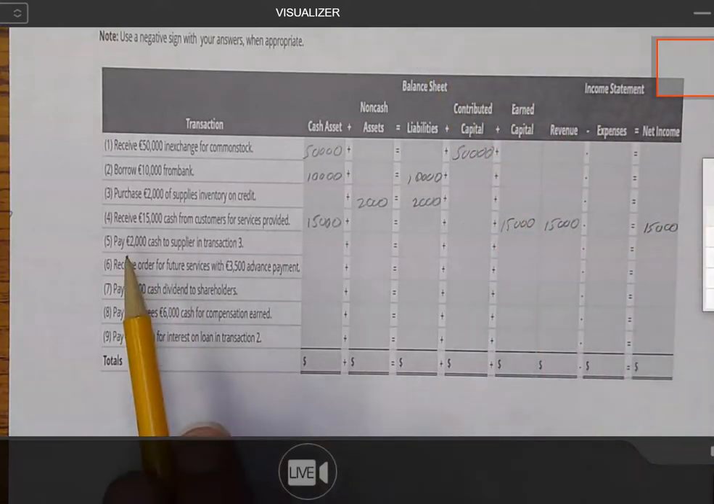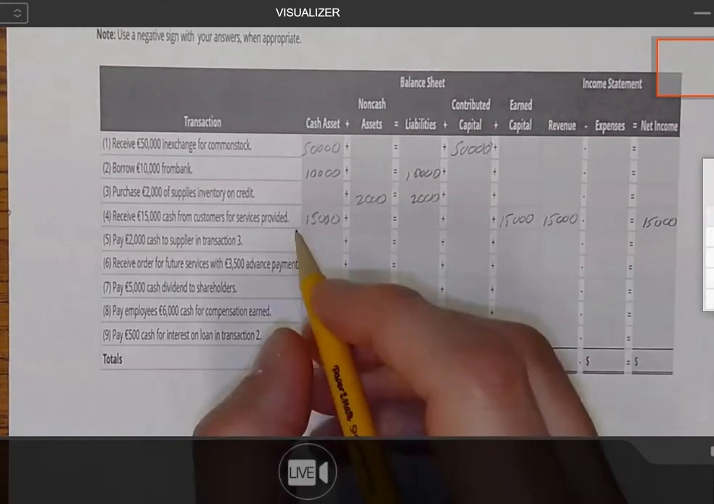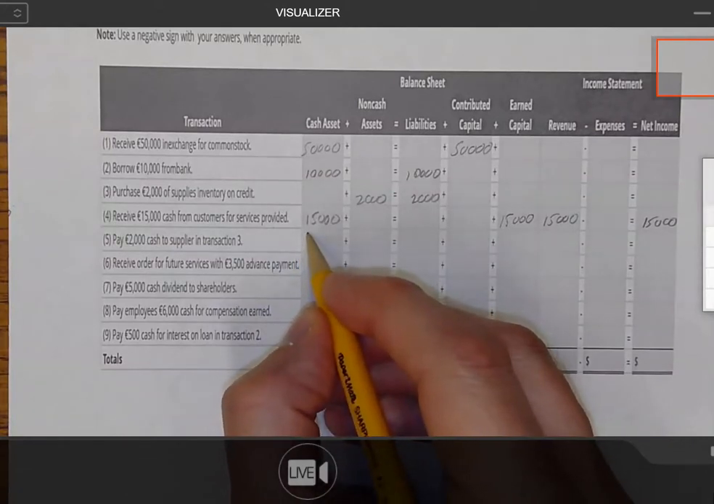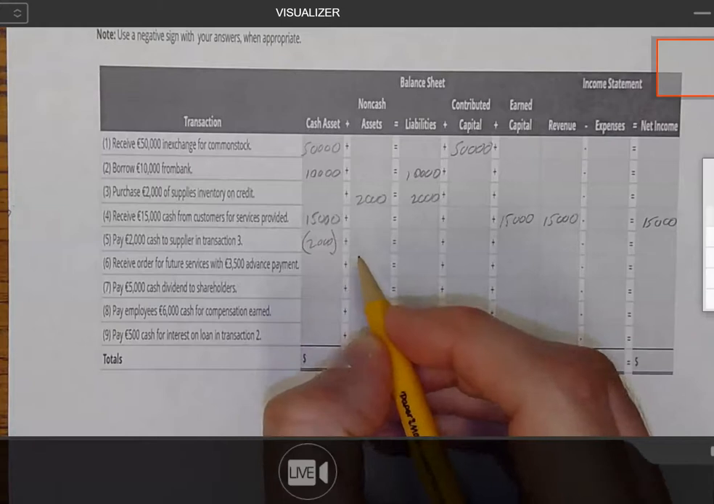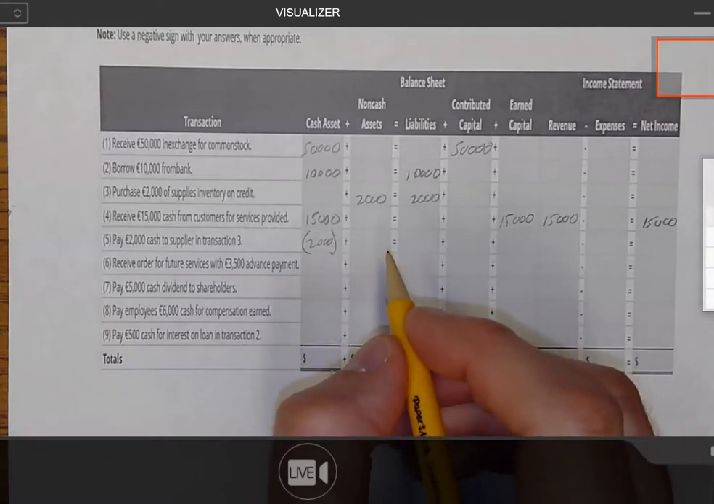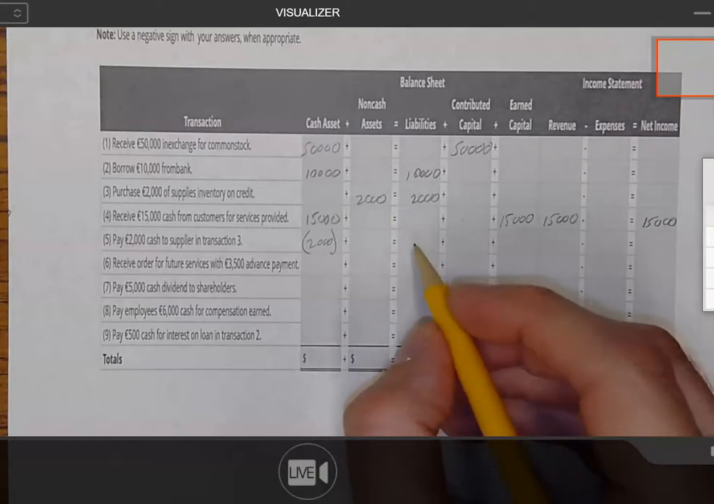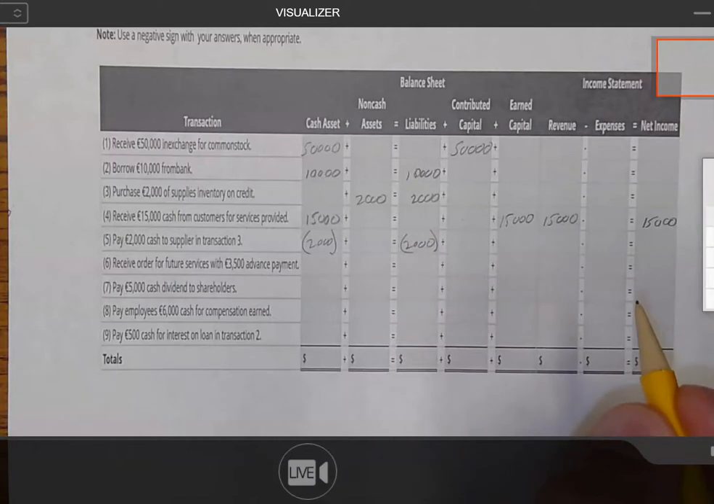All right, number 5 says pay $2,000 cash to suppliers in transaction 3. So this is where we want to use our negative signs for sure. I couldn't remember what the instructions told us. So now, whatever you want, I'm going to use parentheses or brackets because our cash account is going down by $2,000. However, our liabilities are also going down by $2,000.